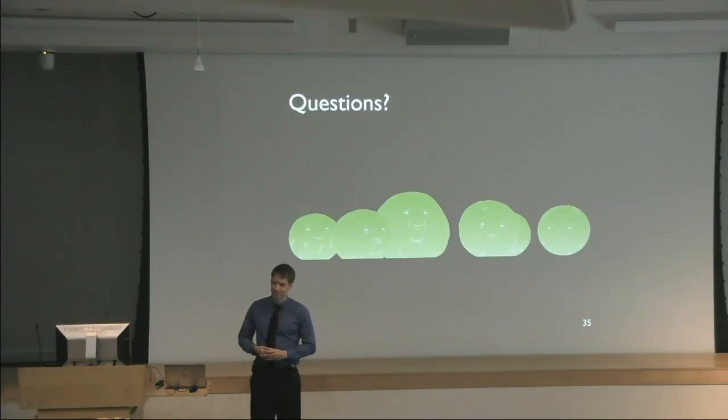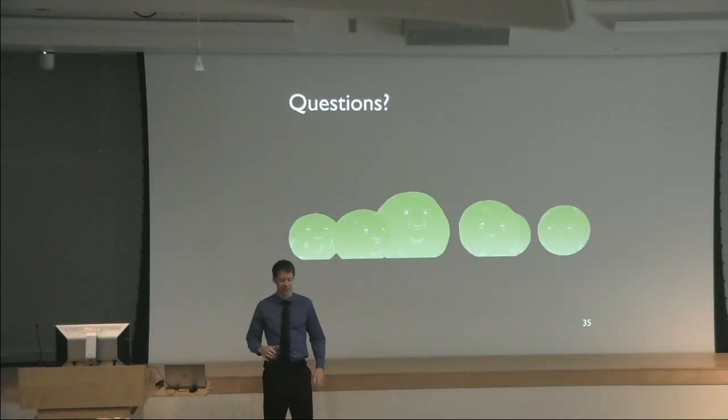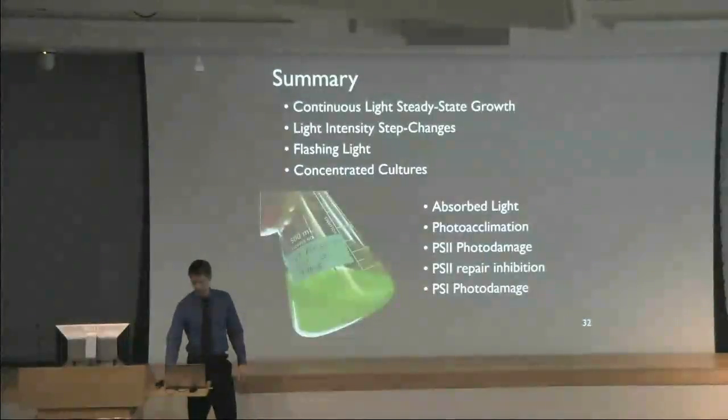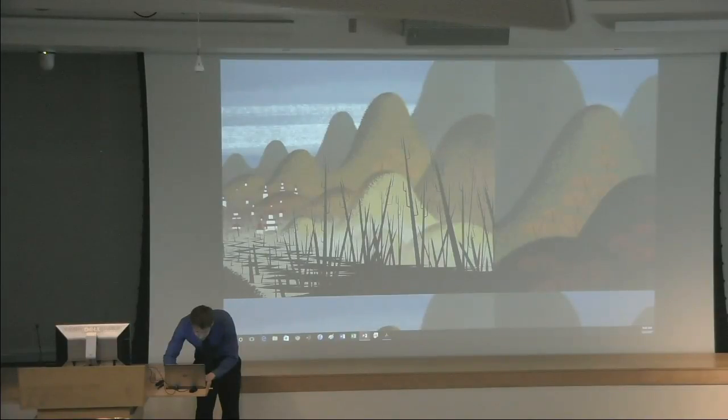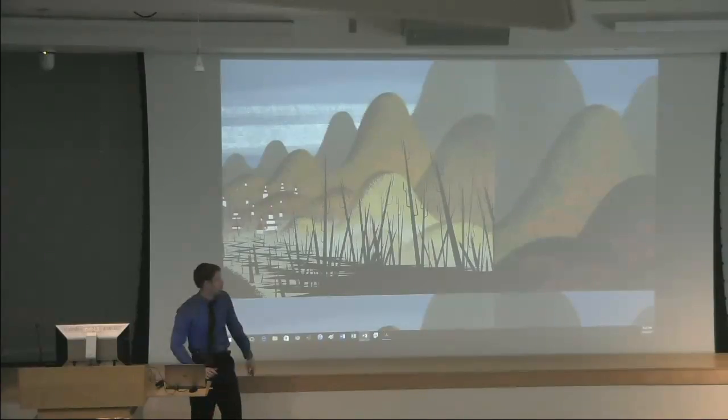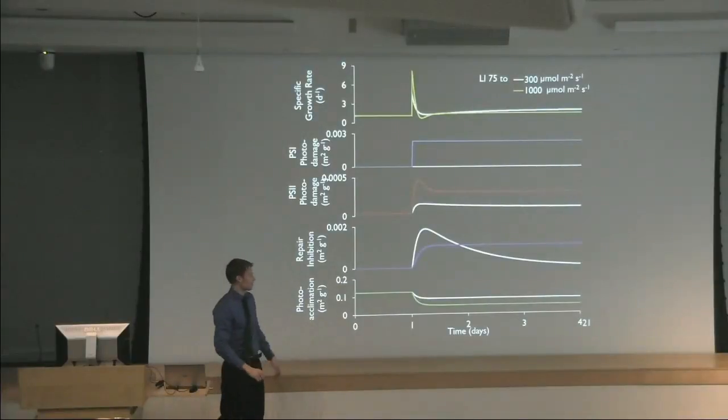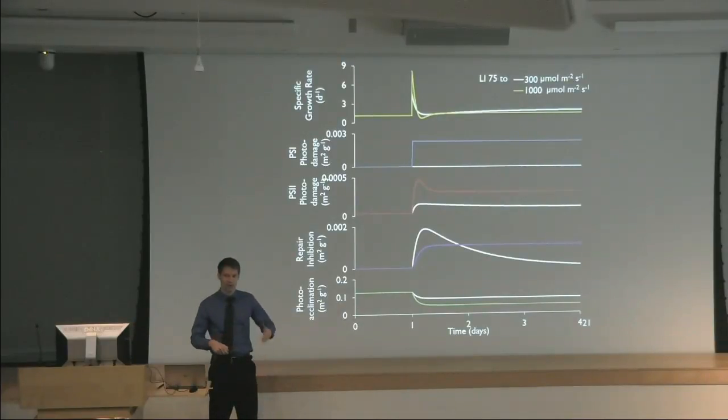Did you take PS1 photo damage into account for your first step increase experiment, from 75 to 300? Yeah, so the question is, did I include photosystem 1 photo damage when I did the lower light step? The answer is yes. It's in there, and it just stays at 0. On the slide, you can see the model result from the 75. The formulation of the photosystem 1 photo damage has a threshold, which is dependent on the photoacclimation state, and once it passes this threshold is when the photosystem 1 photo damage kicks in.